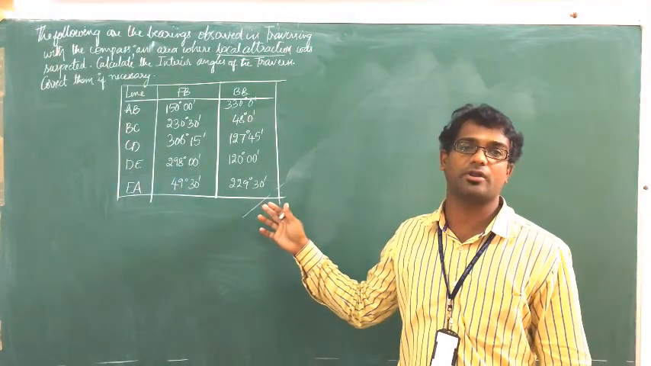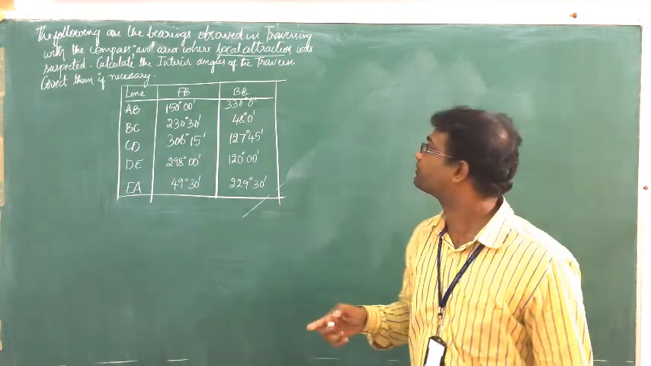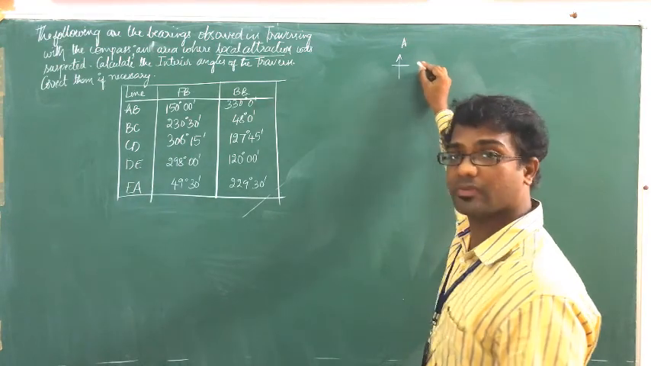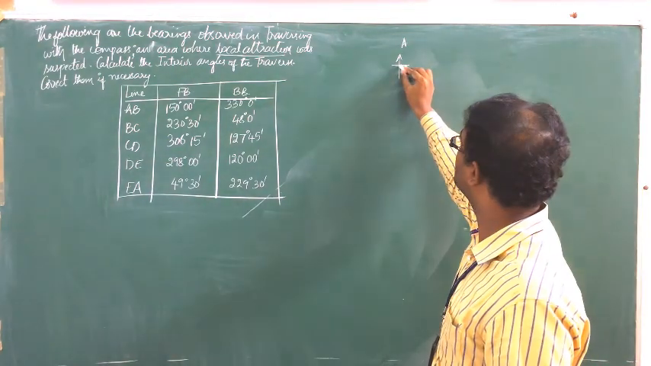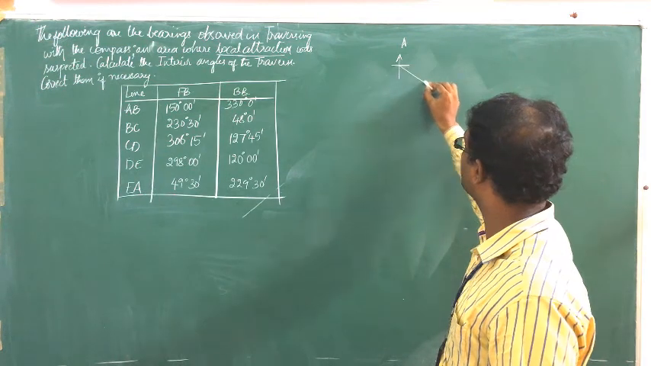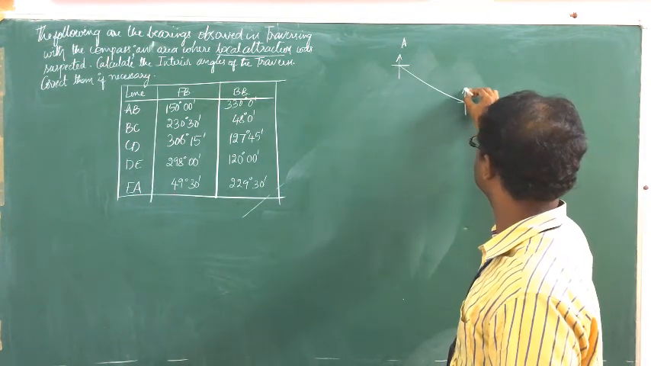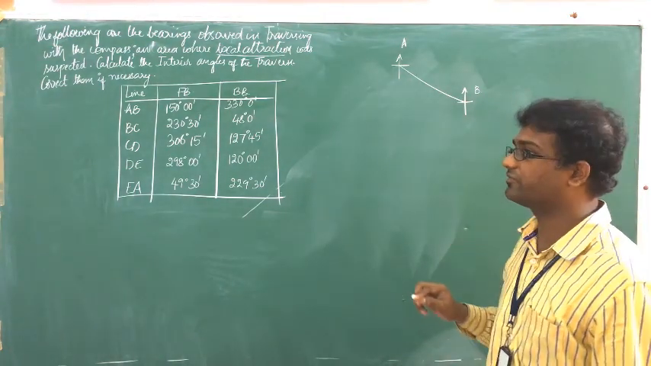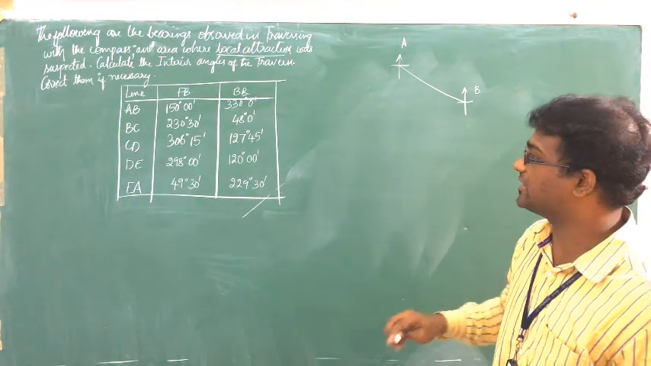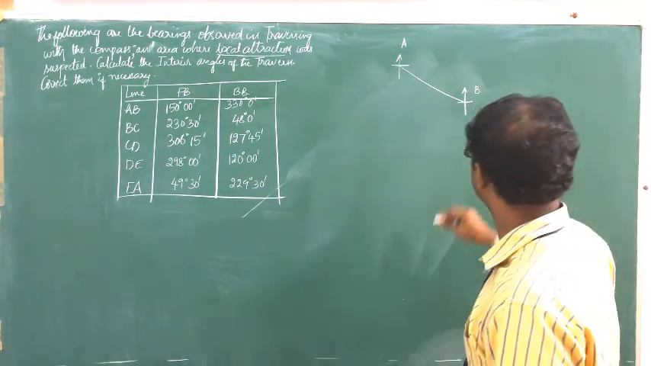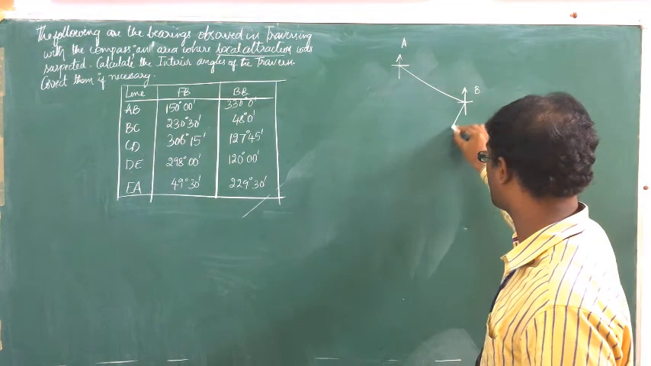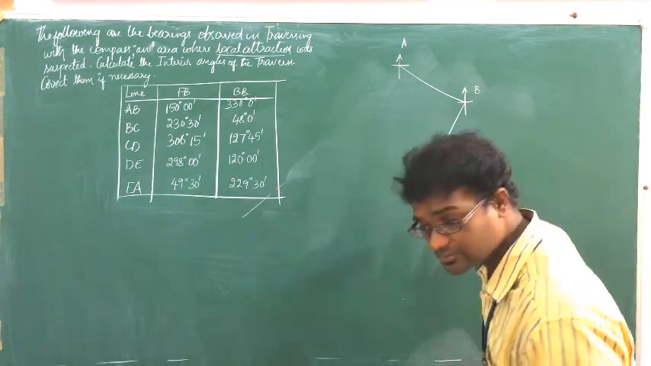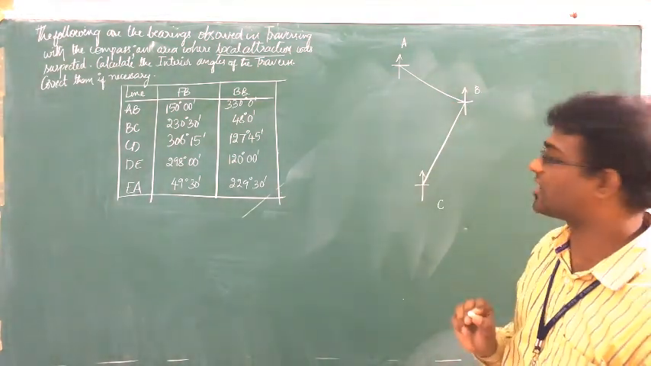Now, let us plot the traverse diagram. I'll start with A. From A to B is 150 degrees. So, this is B. Now, B to C is 230 degrees 30 minutes. So, it is more than 180. Okay, fine. So, this is point C. So, it is a clockwise traverse.